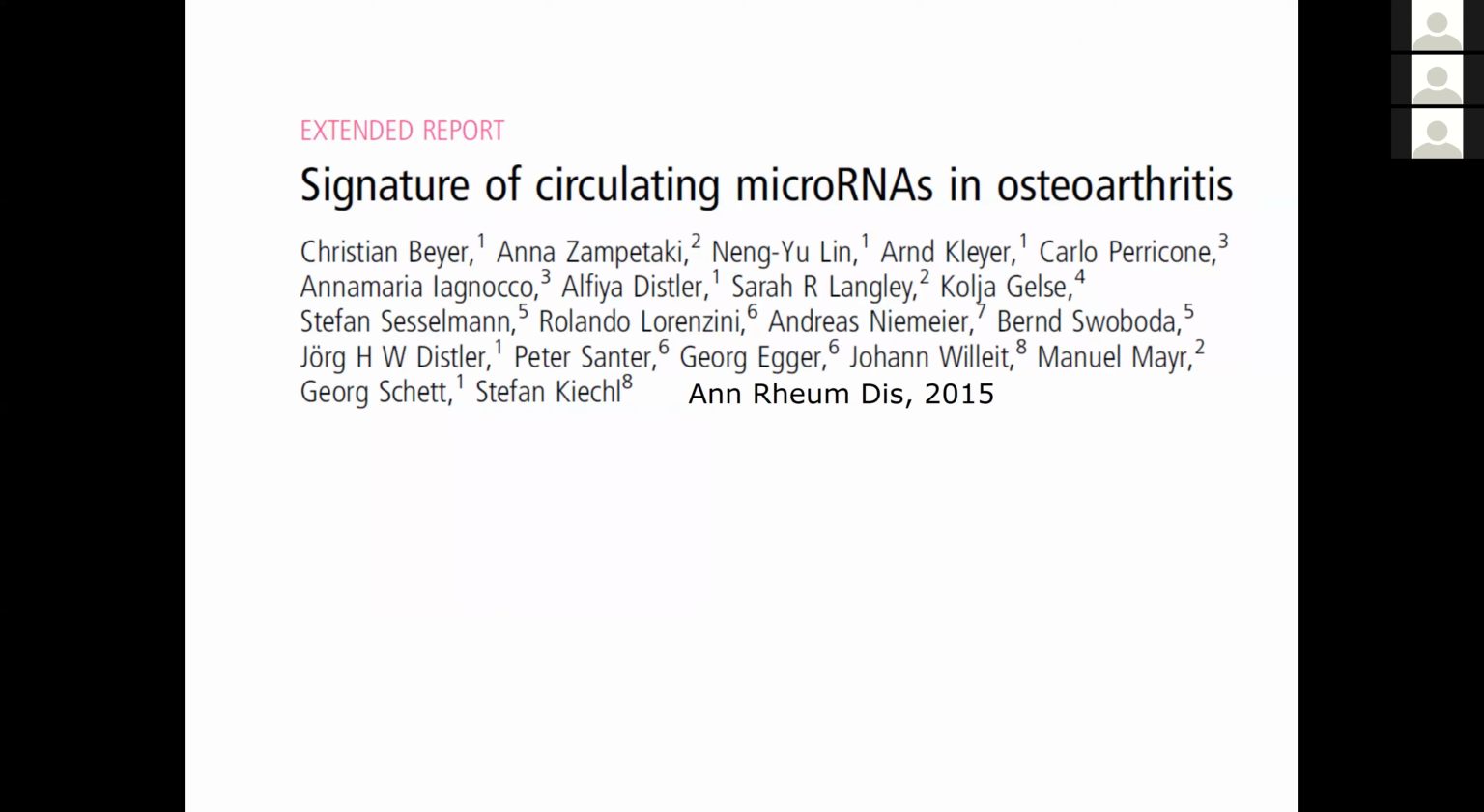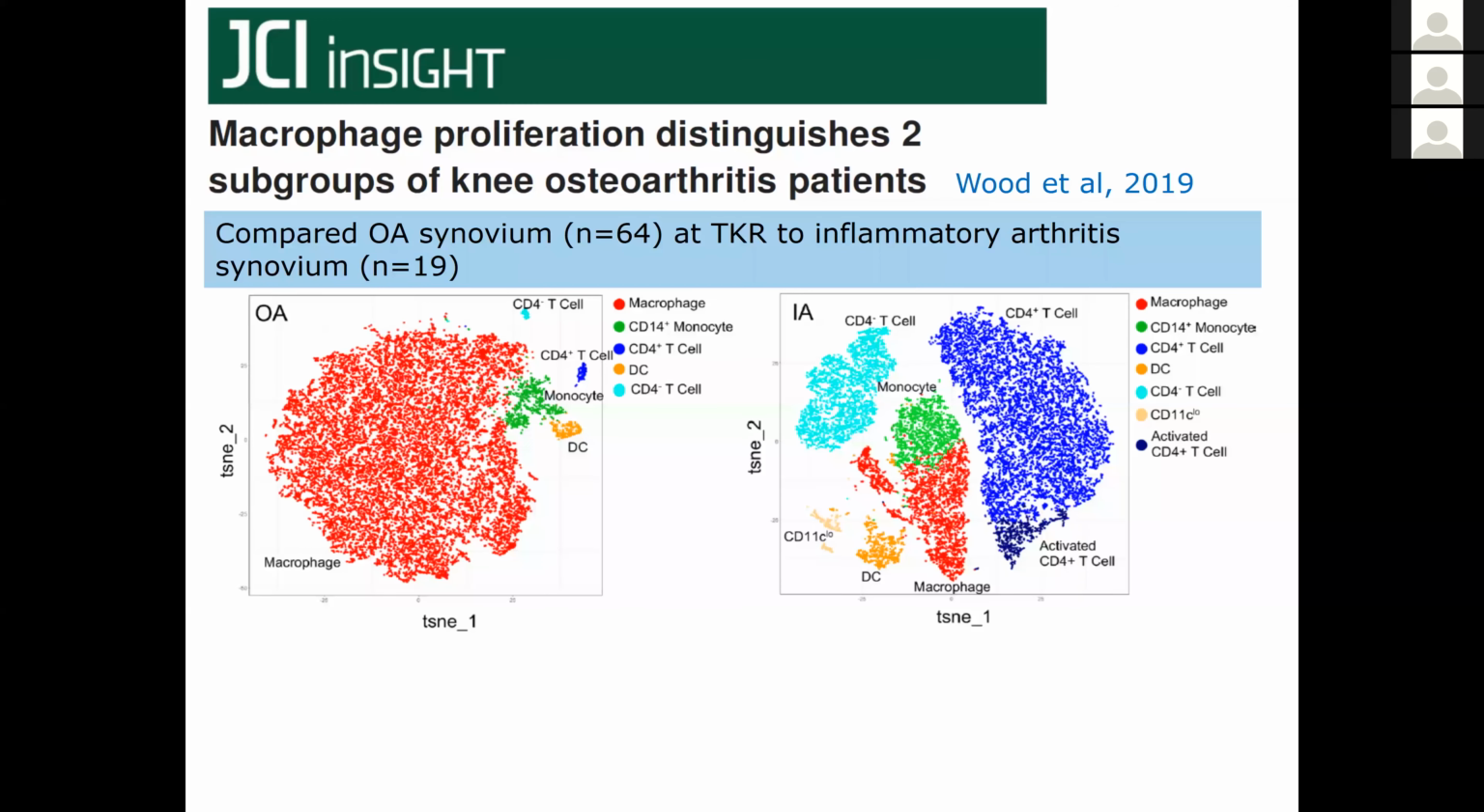Macrophages in the synovium. So this is a study that looked at synovial tissue from OA and compared it to inflammatory arthritis, finding that the inflammatory cells in the joint tissue might distinguish different groups of people with not only OA and inflammatory arthritis, but OA itself, and I'll show you that. But what's really striking here is if you compare OA synovial fluid to inflammatory arthritis, this is primarily RA, you can see a predominance of macrophages in OA relative to RA, which has a predominance of T cells.